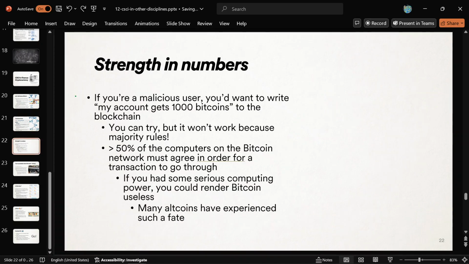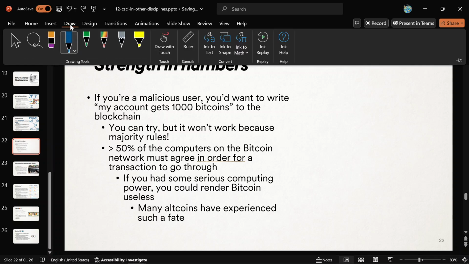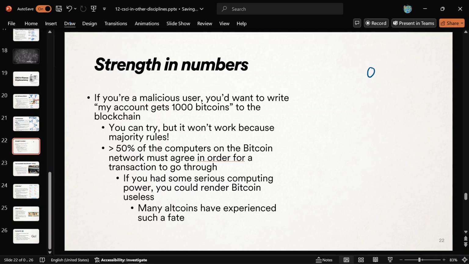Is there a way? Well, it goes by majority rule. That's the secret. So if you're a bad person, you'd like to write, my account gets 1,000 Bitcoins, to the end of the blockchain. You can try to do that, but it's not going to work because there are so many computers connected to Bitcoin. You'd have to take over the majority of the network to get them to agree.